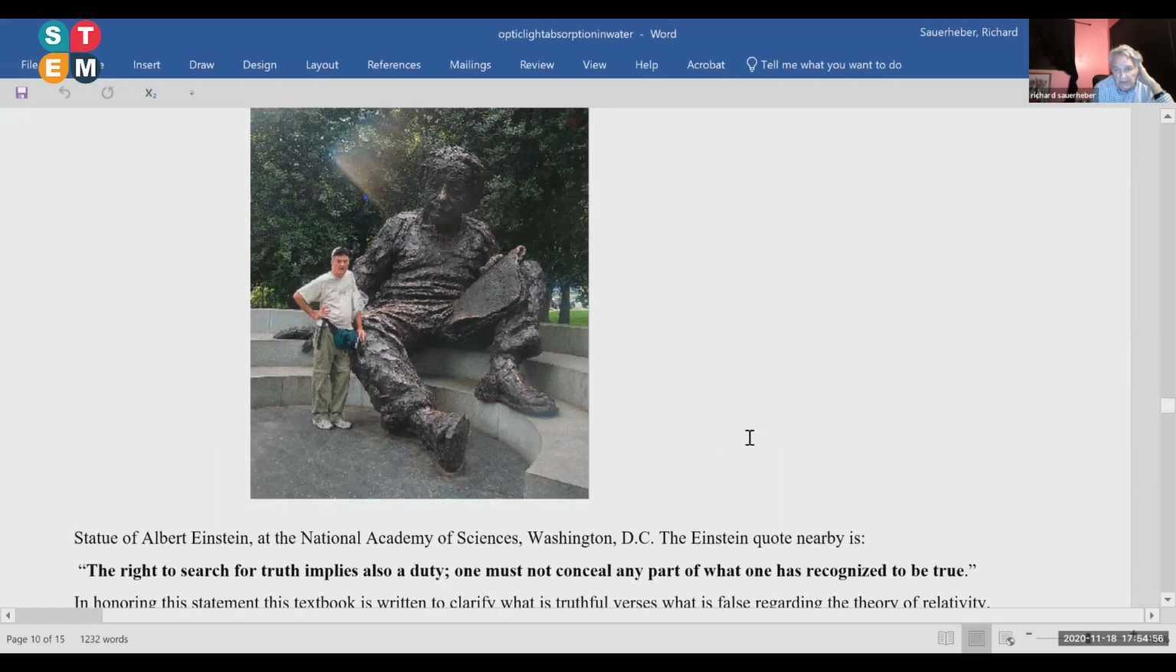So when I was in Washington, D.C., I wanted to find the statue of Albert Einstein, who first developed the theory behind lasers, which was really excellent. He also discovered the photoelectric effect, got the Nobel Prize for that. But he also made this conceptual error about time dilation. So I noticed that when I was there, I looked at what was sculptured at his statue, which is a quote of his that says, "The right to search for truth implies also a duty. One must not conceal any part of what one has recognized to be true." So I think if he were still here, he passed away when I was around 15, he would want this idea of time dilation to be corrected.